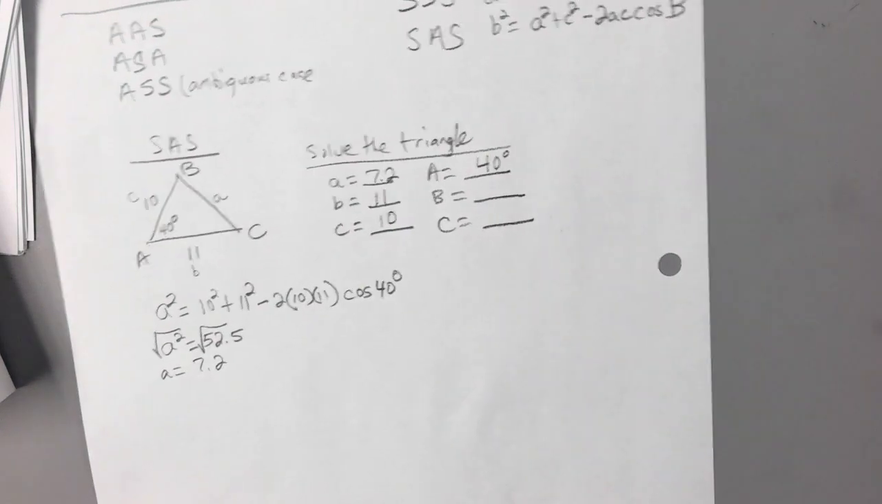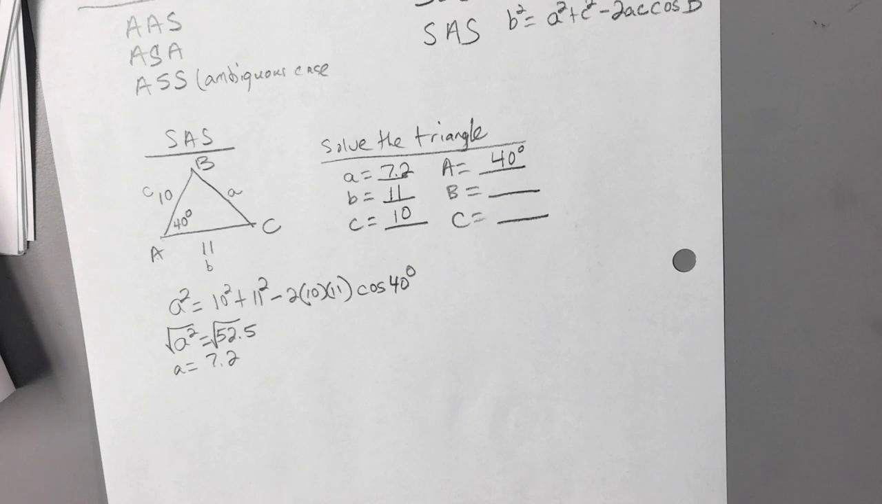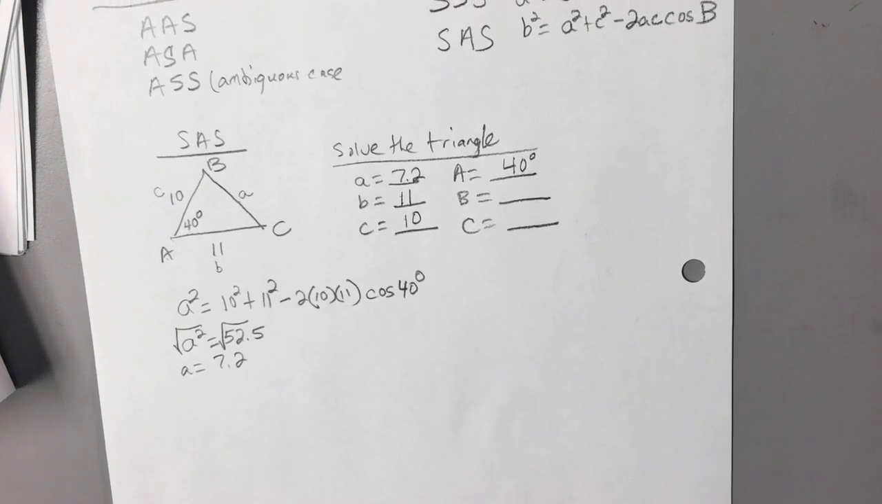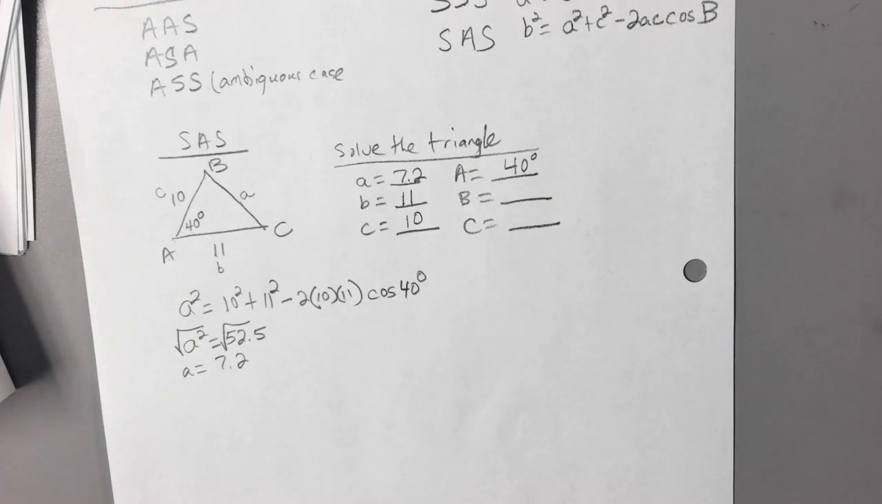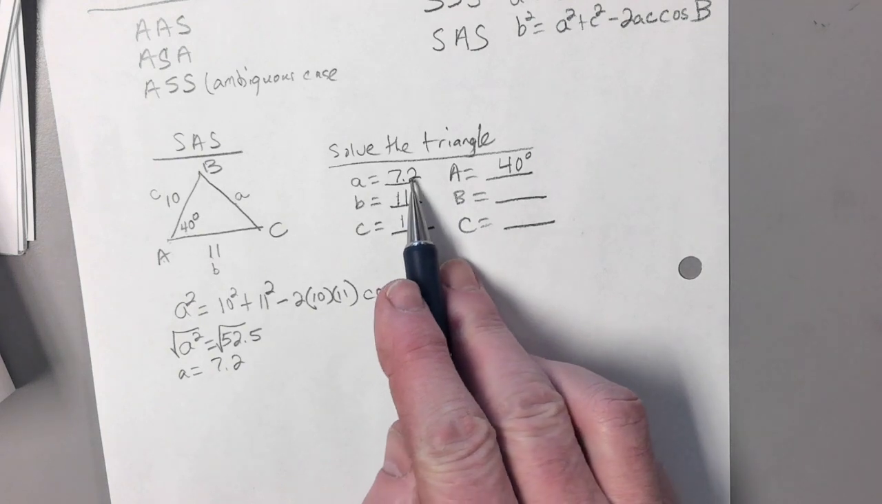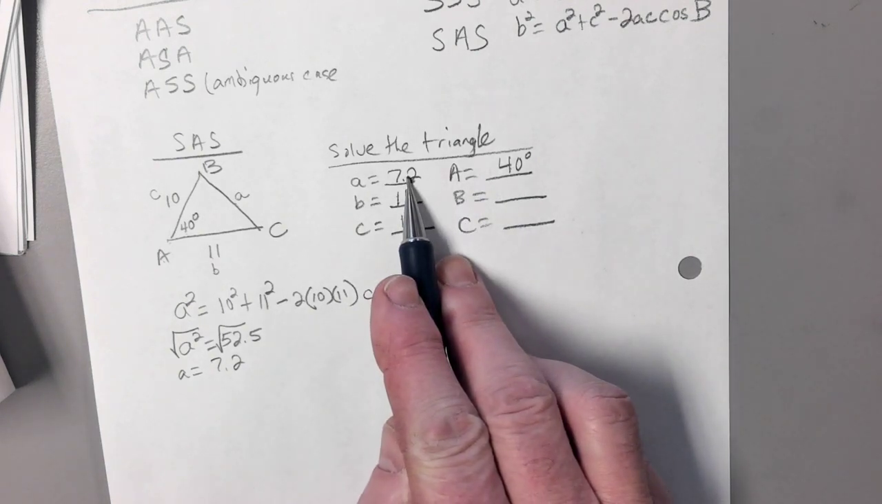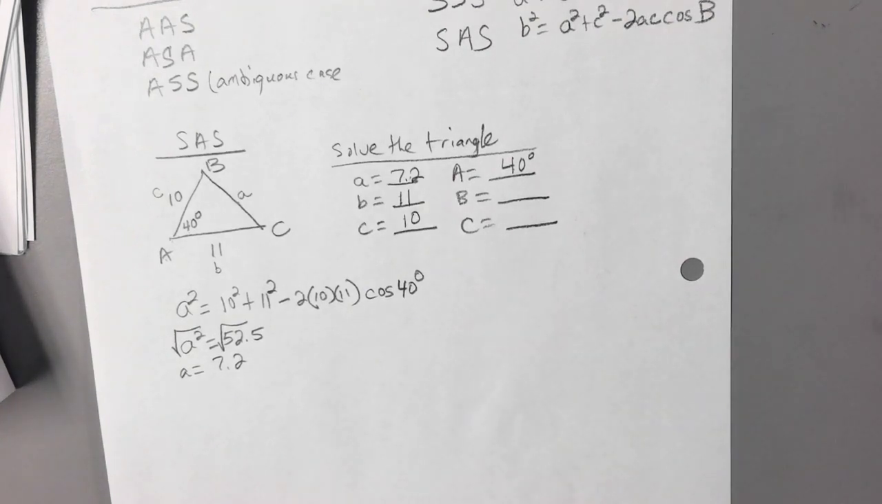So now I found the third side. Now I have to find the other two angles. You have two choices you can do on this. You could use the law of cosines again, but that's really long to have to solve, and it's more difficult than using the law of sines. Now I know an angle and the side opposite it, so I want to solve for one of these two angles. At that point, using the law of sines, it will not give you an obtuse angle. So if there is an obtuse angle, the law of sines won't give it to you.